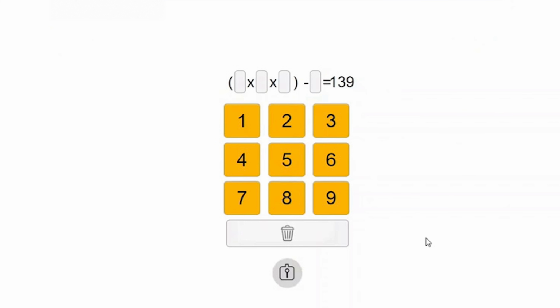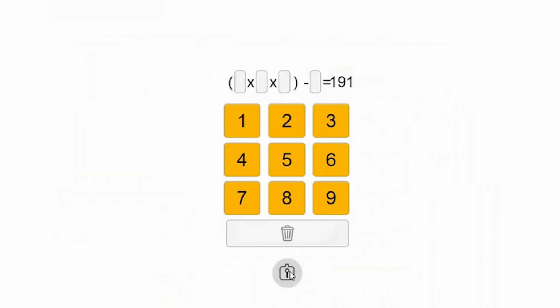Again, a big number here. Product in the bracket can only be between 140 to 148. Let's start with 140. 140 is divisible by 5. It gives us 28. 28 is 7 into 4. So 7 into 4 into 5 is 140 minus 1 is 139.